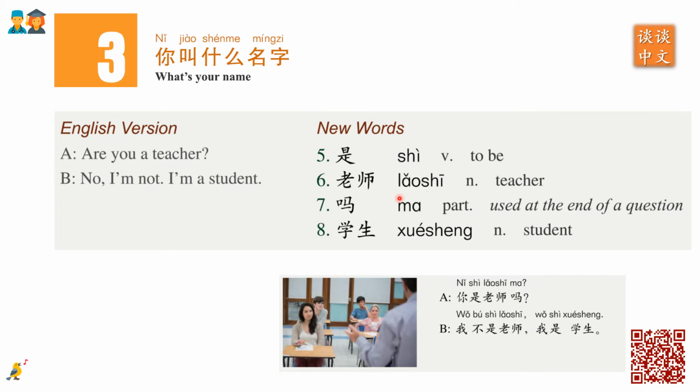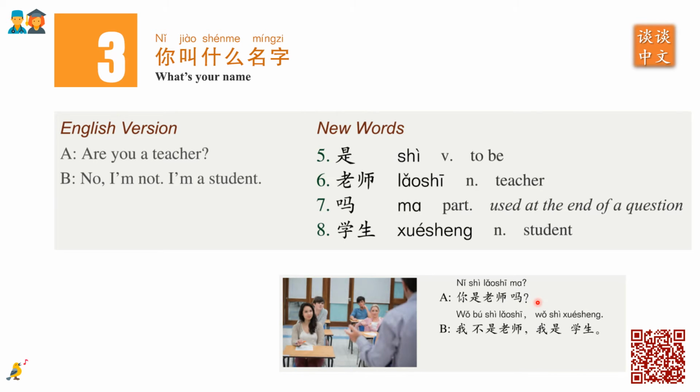Ma. This is a question mark. It is used at the end of the question. So whenever your sentence is a question, if you are asking a question, you will always add ma at the end of the question sentence. So here you can see, are you a teacher? 你是老师吗? There is ma at the end because this is a question.